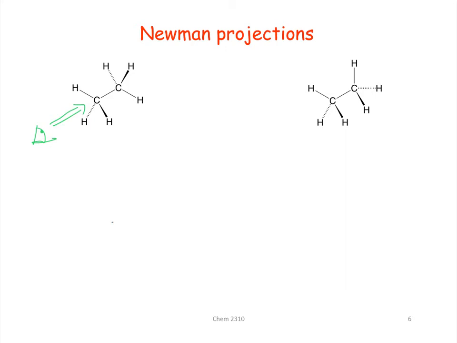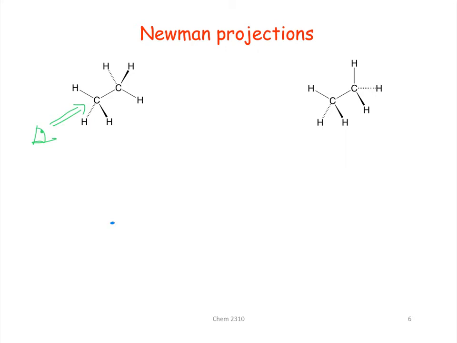So the way I'm going to draw this is I'm going to draw a dot for the carbon that's in front. One carbon is going to be right behind the other. In fact, let me pause just for a second. I'm going to show you this in a different way. Maybe tomorrow I'll bring my little model kit, but I didn't bring those today.